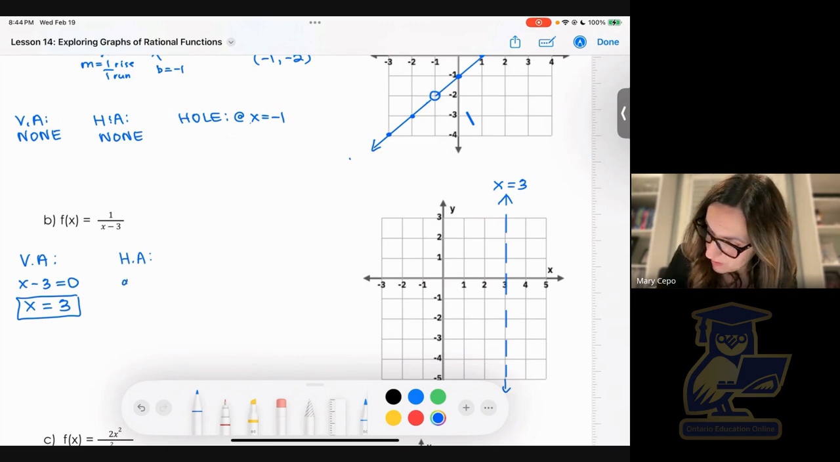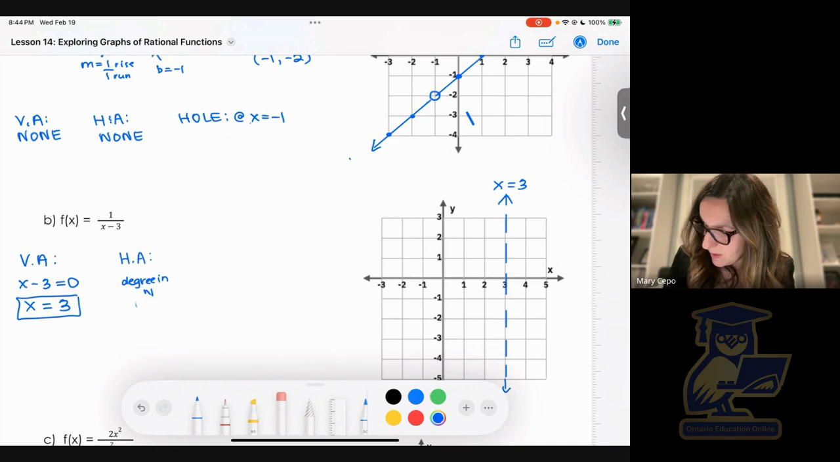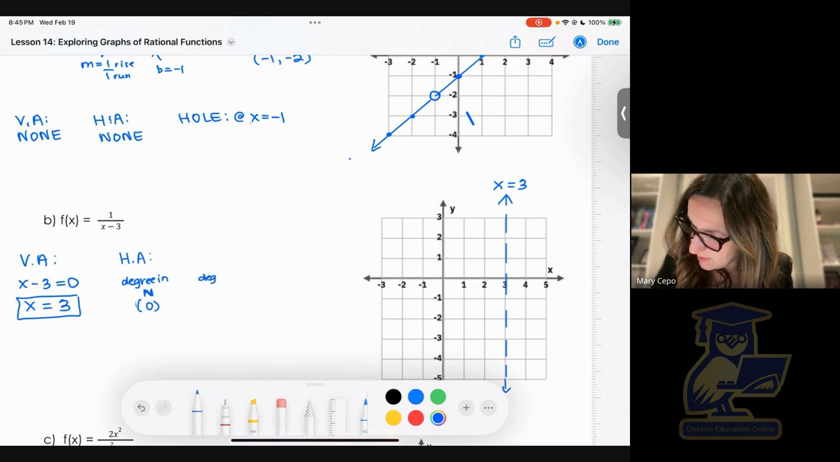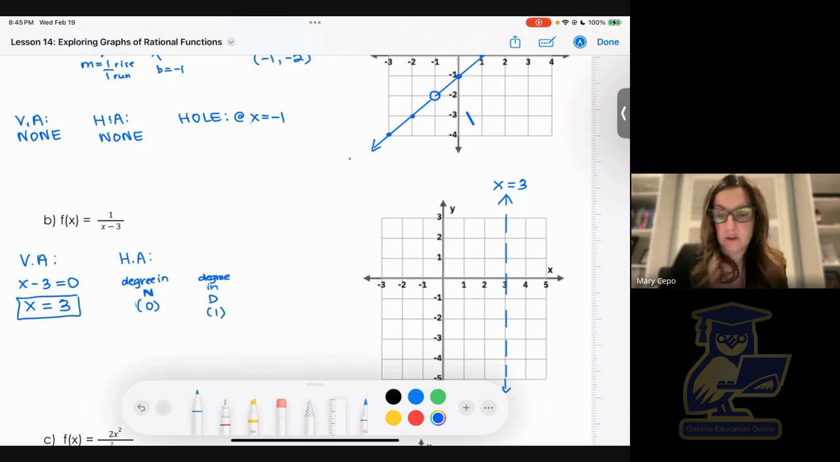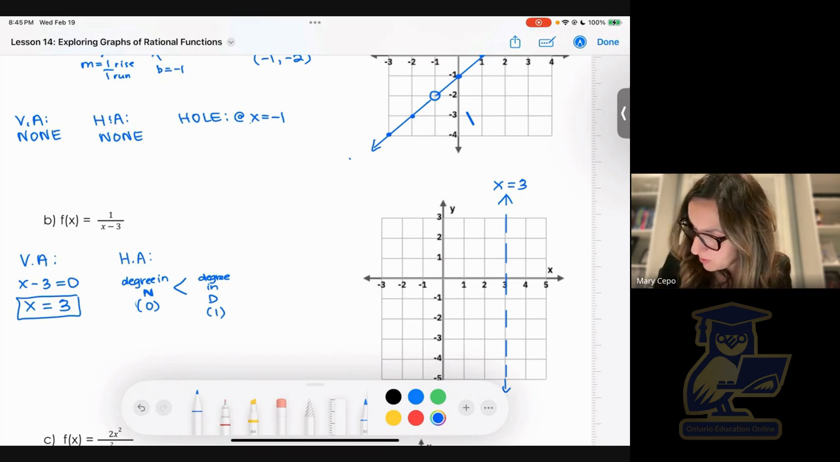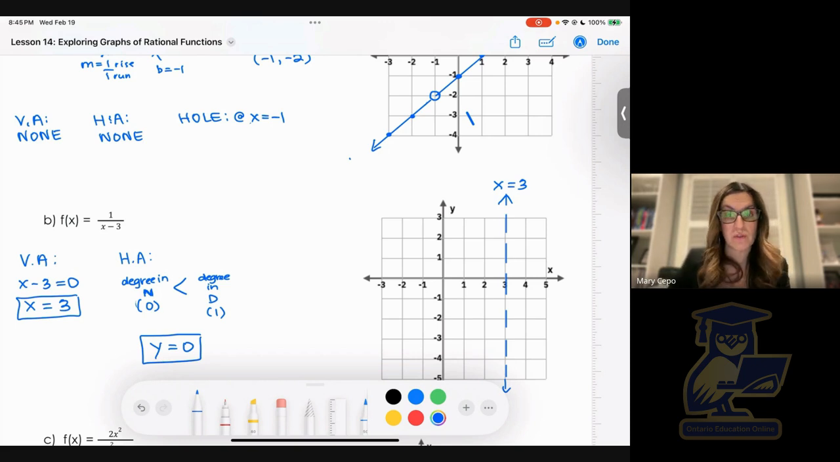So degree in numerator is 0 because there's no variable in the numerator. So that means the degree is 0. And then we look at the degree in denominator, which is 1. So therefore, the degree in the numerator is less than the degree in the denominator. So we know that there is a horizontal asymptote at exactly y equals 0. That is the condition, the first case we looked at.